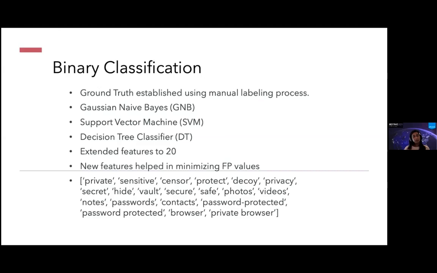So we used keywords such as private, sensitive, censor, protect, decoy, privacy, secret, hide, vault, secure, safe, photos, videos, etc. So all these together helped us build the binary vector.